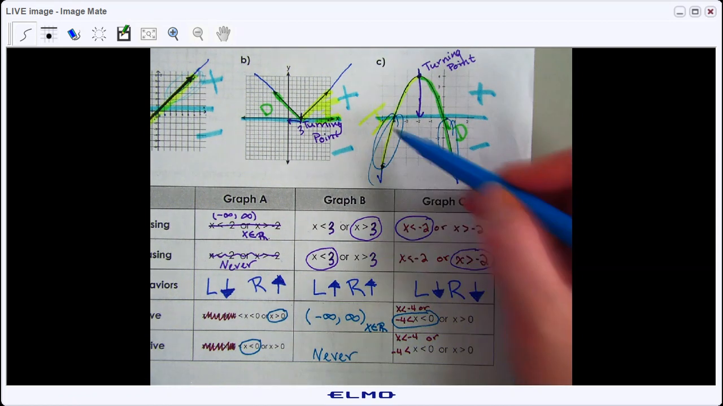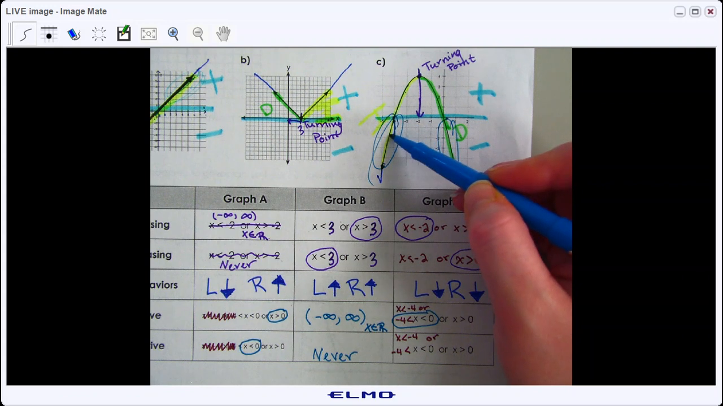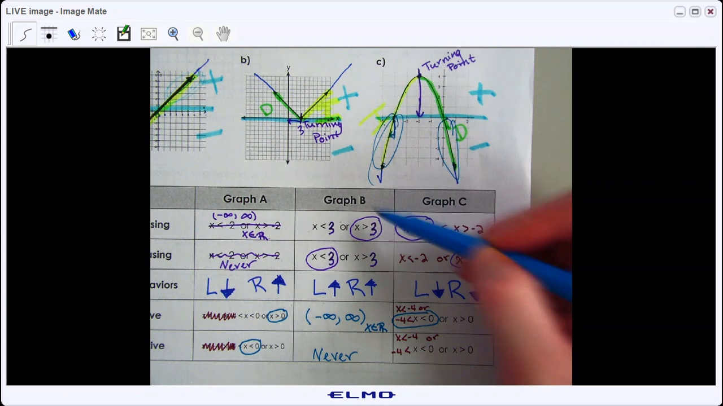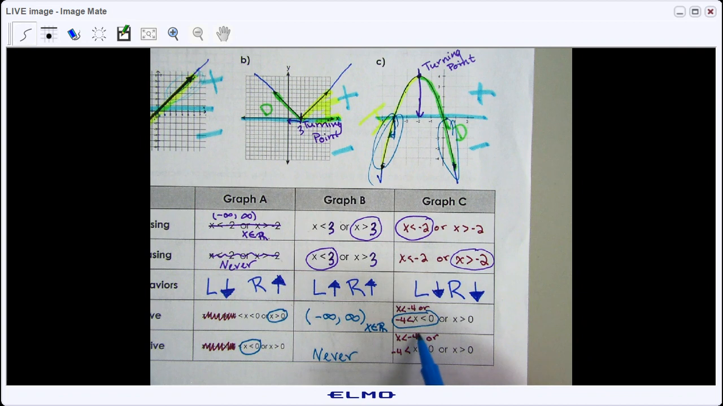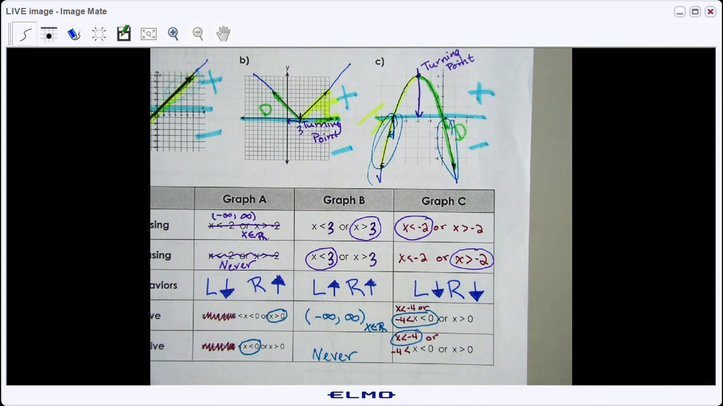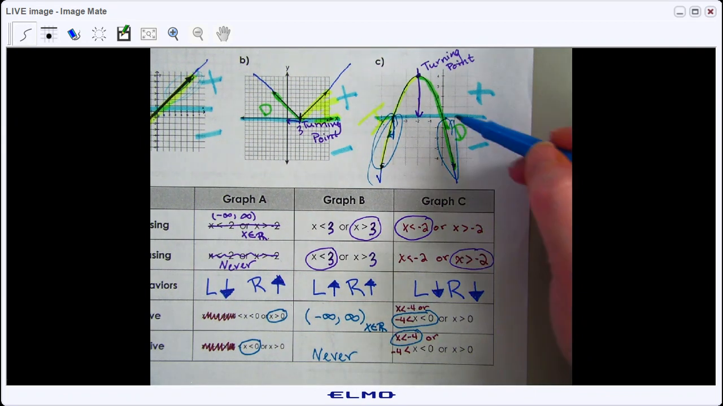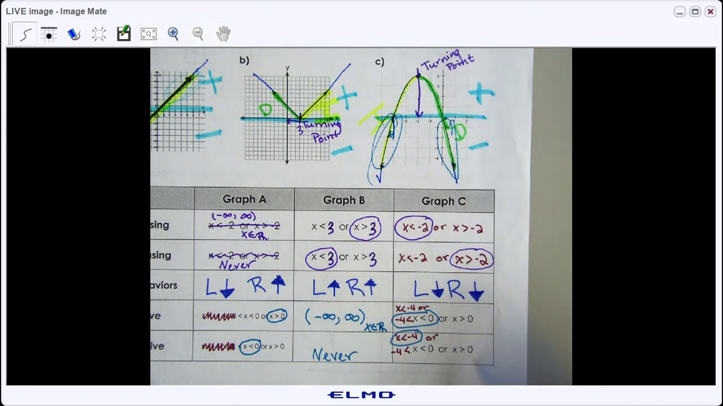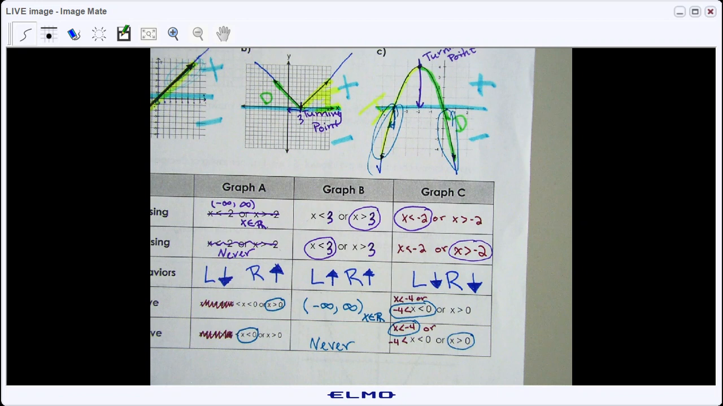For the negative, again, here's my negative 4. So the value is less than negative 4. Like negative 5, negative 6 would count. So when x is less than negative 4, or positive 1, positive 2. All those values greater than 0 is the other time when it's going to be negative. So there's two negative pieces, so two inequalities that I picked for the negatives. And then there is only one positive section from negative 4 to 0.